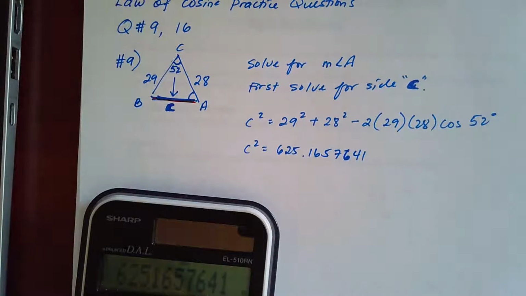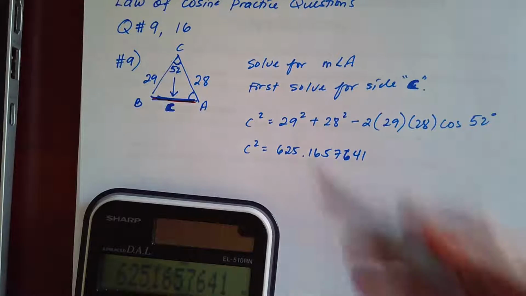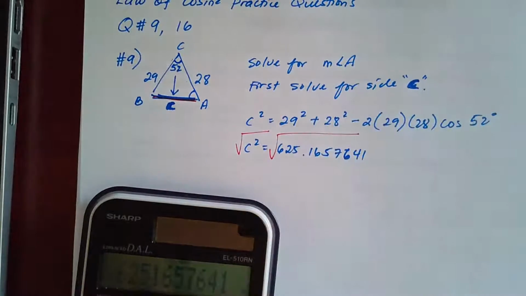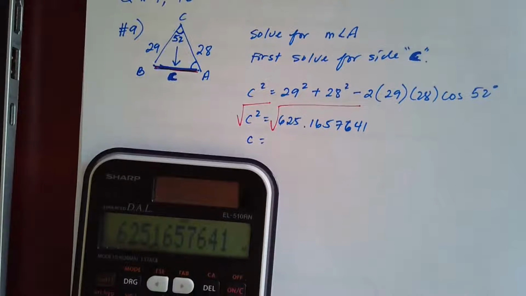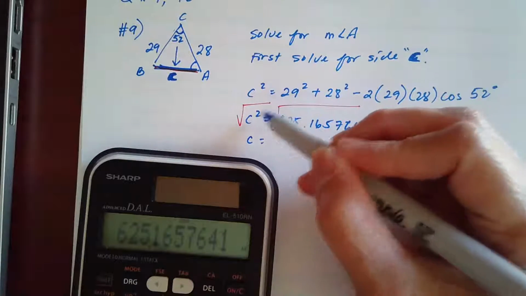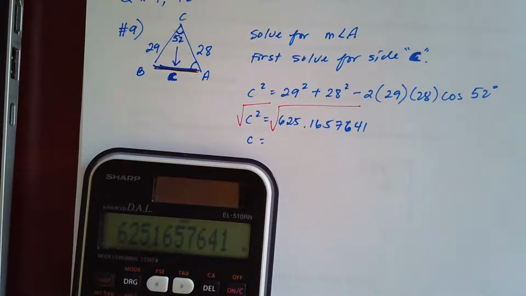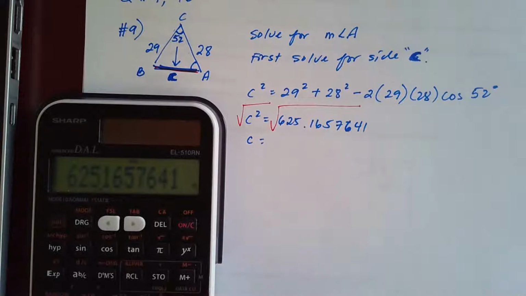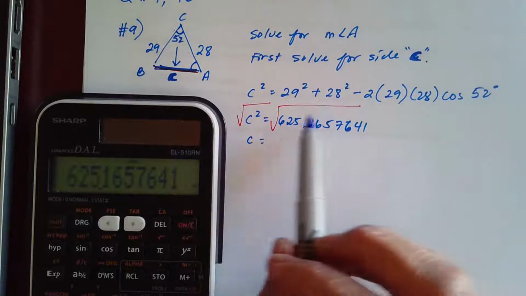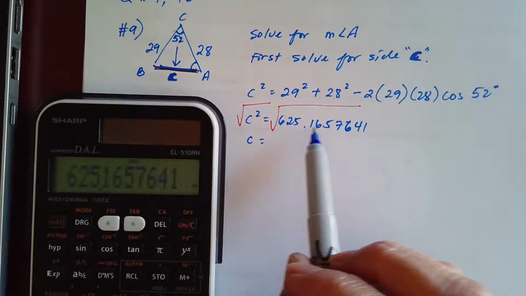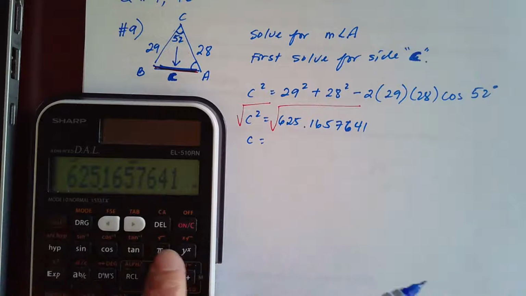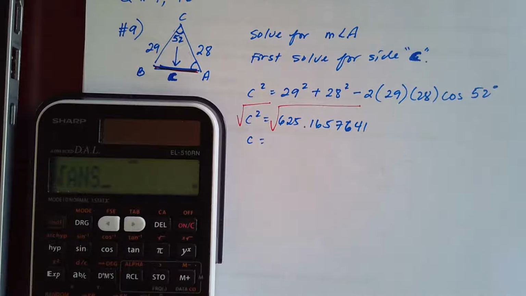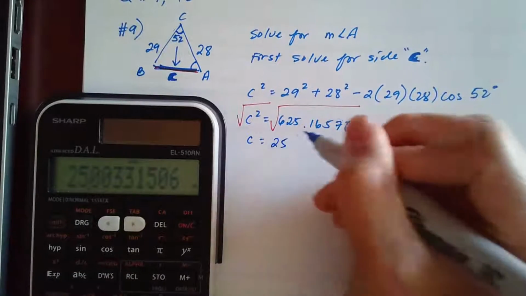So the next step that we're going to do is to do the square root on both sides. Okay, so once we take the square root, c squared becomes now c because the square root and squaring cancel each other out. They're opposite operations or functions. Now, I'm not going to round this off right away. This is not my final answer. So I can just take all of these decimals, take the square root of that, and I'm going to get 25.